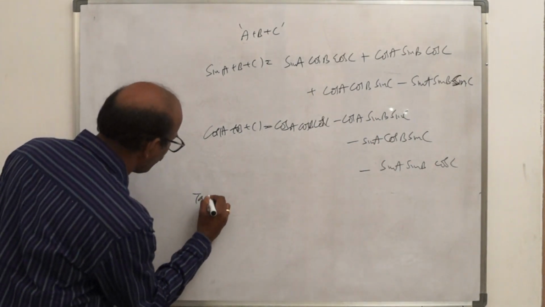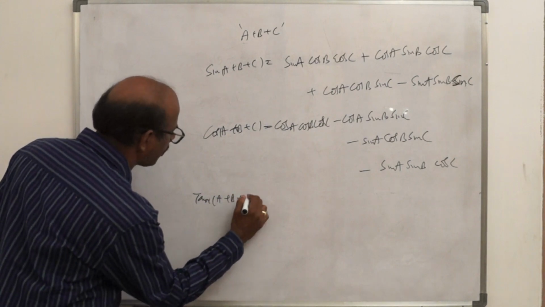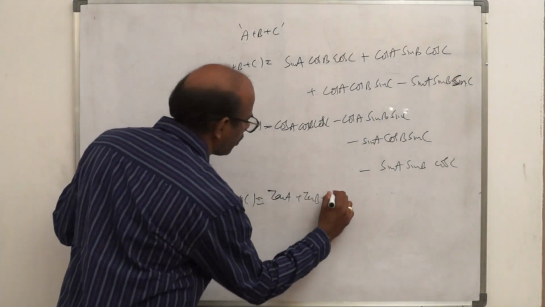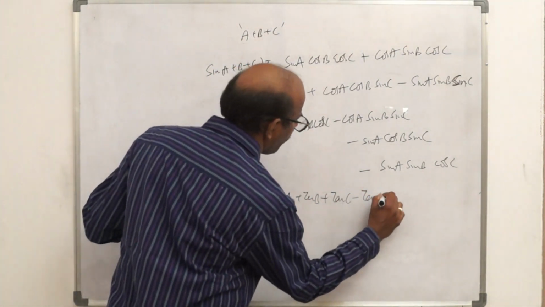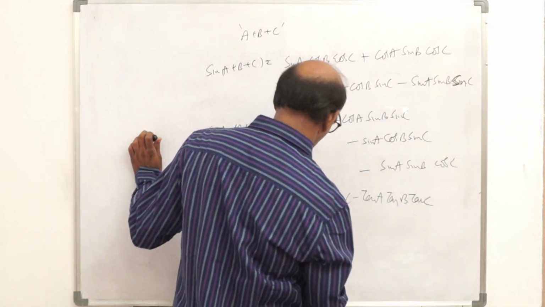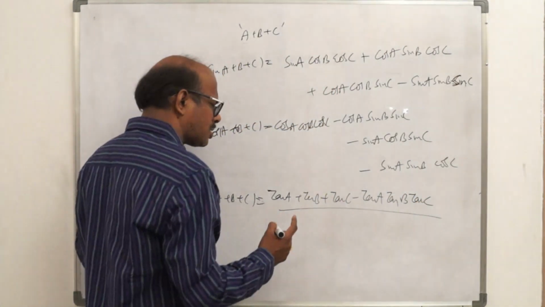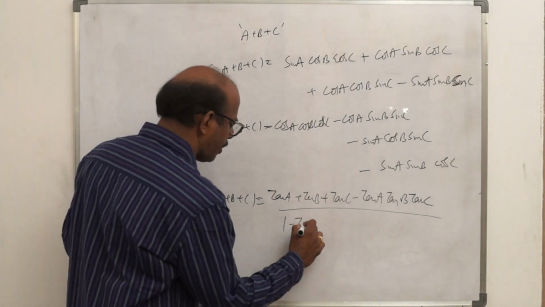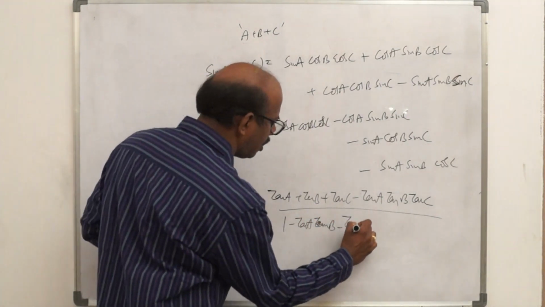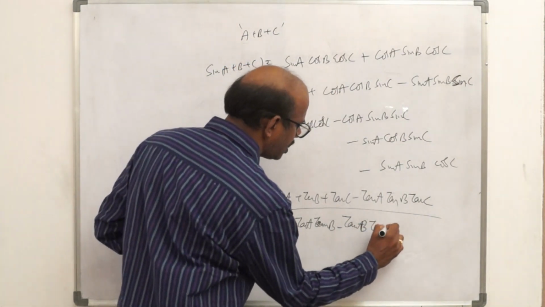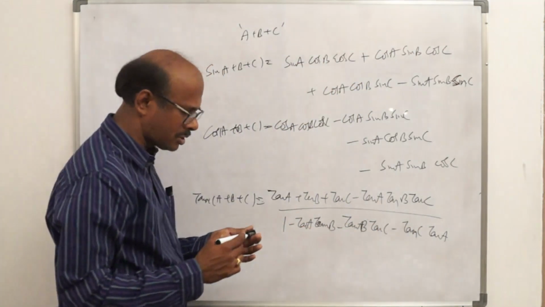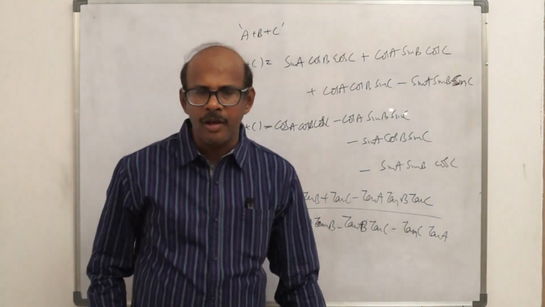Okay. Now it will extend to tan of A plus B plus C. The formula is: tan A plus tan B plus tan C, minus tan A tan B tan C, by 1 minus the sum of products in cyclic order: tan A tan B, tan B tan C, and tan C tan A. Sigma means sum, and multiplication means product.